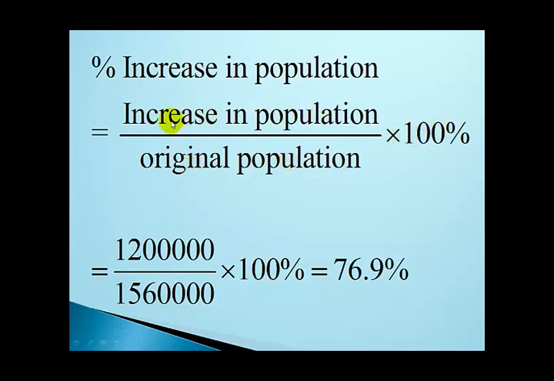Now, increase in population after calculation gave us 1.2 million. That is 1,200,000, divided by the original population, which was 1,560,000. So we multiply the answer by 100%. And 1.2 million divided by 1,560,000 times 100% is equal to 76.9%. So that is the percentage increase in the population.